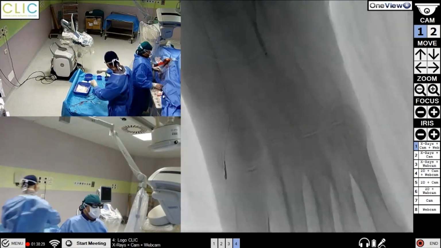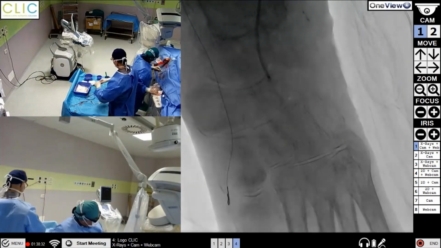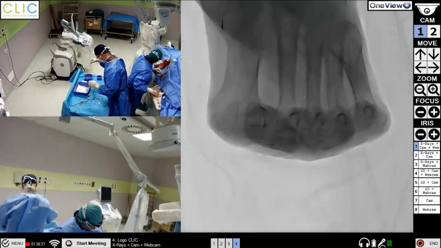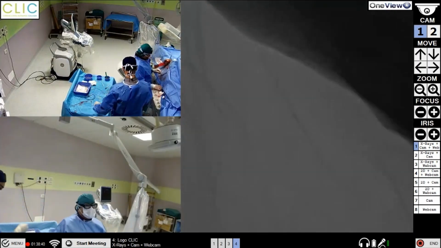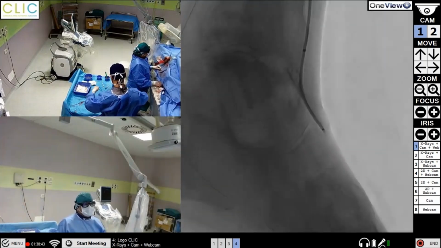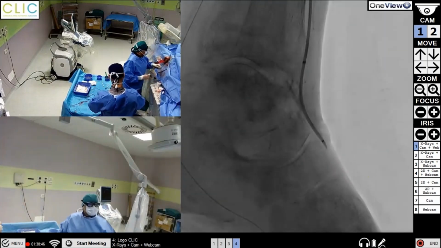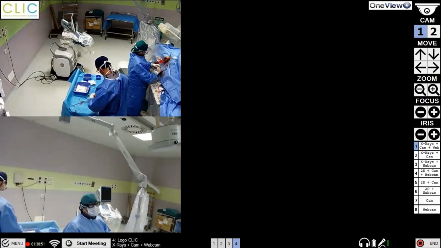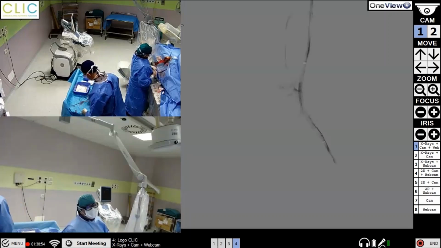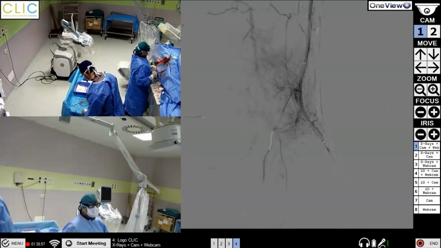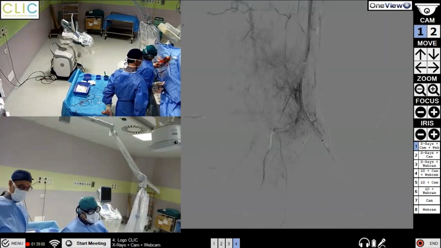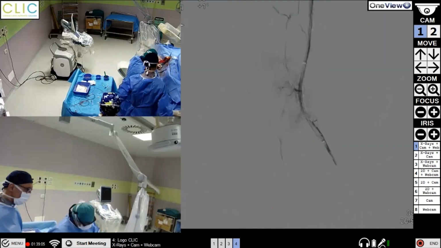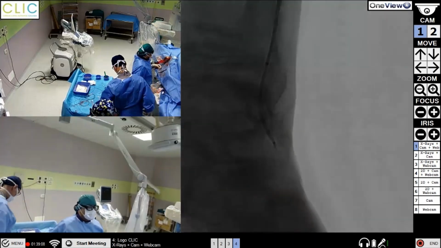If we go back, I think the channel is the anterior tibial artery, the pedal artery. The problem is to progress in the dorsalis pedis. The aggressive subintimal dissection with the 0.35 wire, you can see the channel is that one. There is no doubt. Yeah, it's good. So the problem is to progress now.